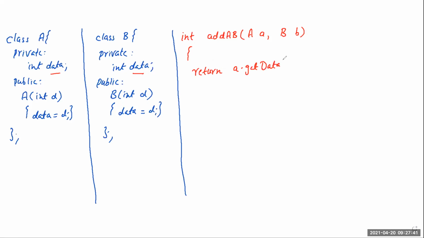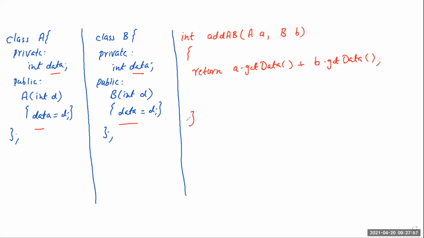I'm assuming there's a function get data here, plus b dot get data. Again, I'm assuming you have a function get data in this class, right? So you see, this should work perfectly fine.